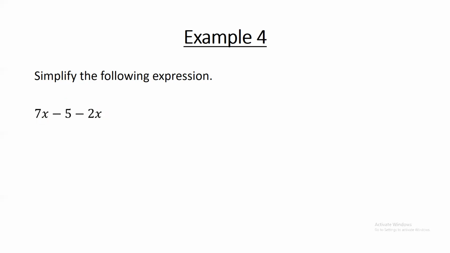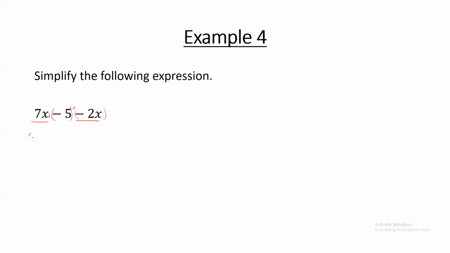7x minus 5 minus 2x. Now, let's look at this one a little bit more carefully. We have our like terms, 7x and negative 2x. Notice I can add them out of order because all of this is addition. Even when it says subtraction, it's addition. I can think of it as 7x plus negative 5 plus negative 2x. The order doesn't matter at all. I just see that I'm adding my like terms.